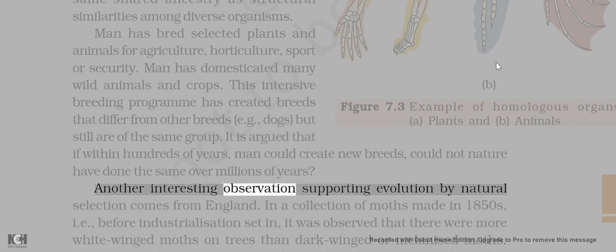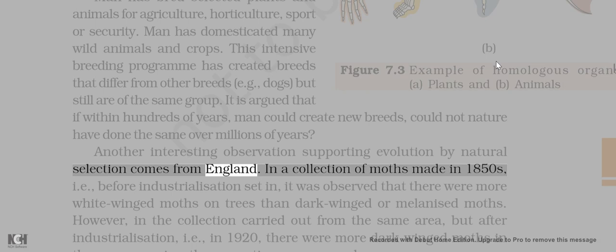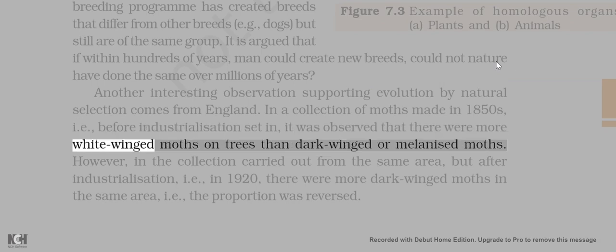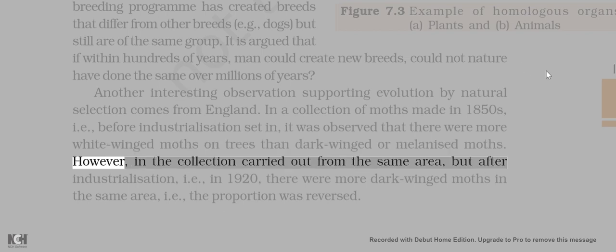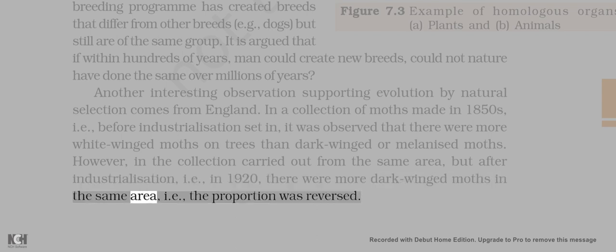Another interesting observation supporting evolution by natural selection comes from England. In a collection of moths made in 1850s, i.e., before industrialization set in, it was observed that there were more white-winged moths on trees than dark-winged or melanised moths. However, in the collection carried out from the same area, but after industrialization, i.e., in 1920, there were more dark-winged moths in the same area, i.e., the proportion was reversed.